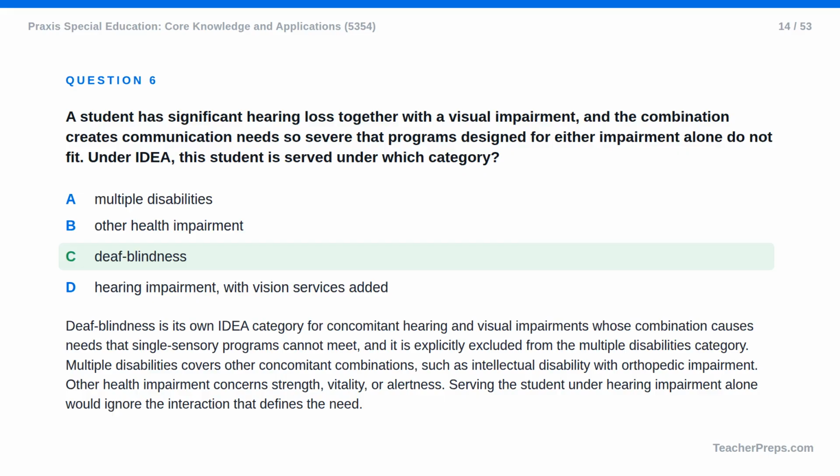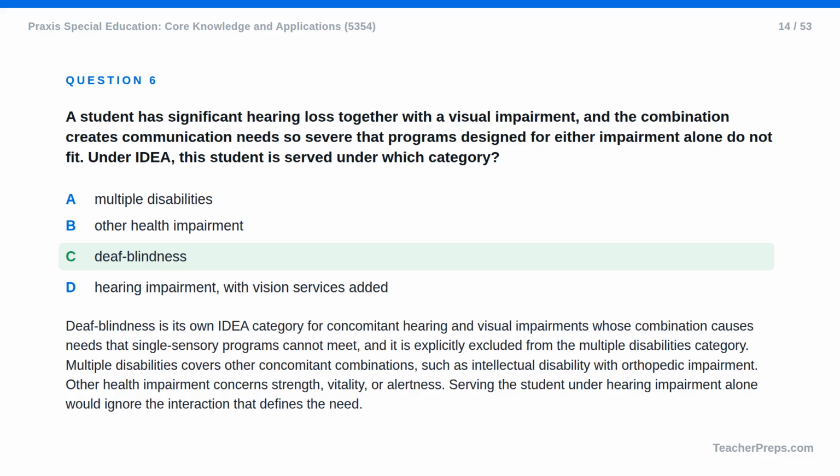Deafblindness is its own IDEA category for concomitant hearing and visual impairments whose combination causes needs that single sensory programs cannot meet, and it is explicitly excluded from the multiple disabilities category. Multiple disabilities covers other concomitant combinations, such as intellectual disability with orthopedic impairment.